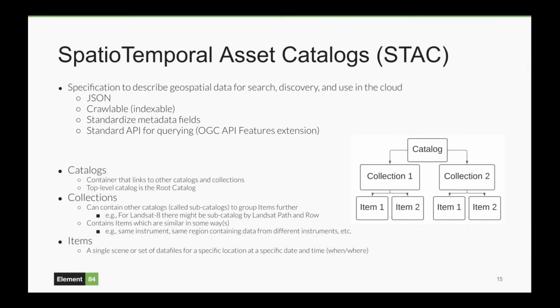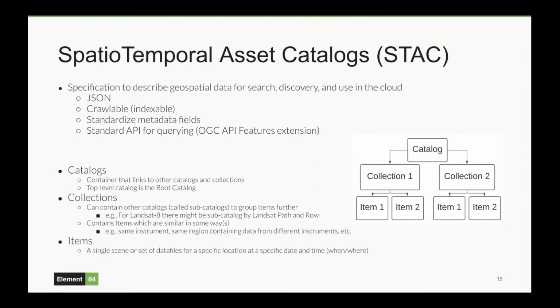So what does the core specification actually look like? As I said before, it's JSON, or it's GeoJSON in the case of items. It's crawlable. It's a standardization of different metadata fields. So rather than everybody disagreeing on what to call cloud cover, there's a set field. It's called eo:cloud_cover, and it's measured as a 0 to 100 floating point number.